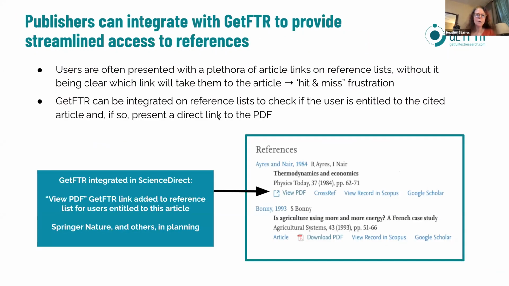So publishers, when they're looking at setting up an integration with GetFTR, can also provide streamlined access to references, which we're going to hear a little bit about later on. So while the use case that I talked about before would show those GetFTR indicators on discovery services, and a lot of the action was really behind the scenes, what you see here in our example is an implementation where, in addition to other links that the references may include, a GetFTR smart link can be provided to the user as well. So this is a little snapshot of an integration with ScienceDirect.